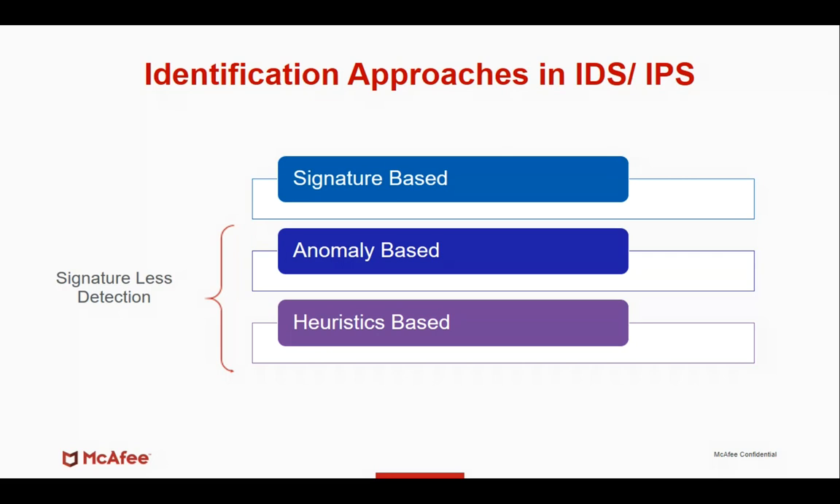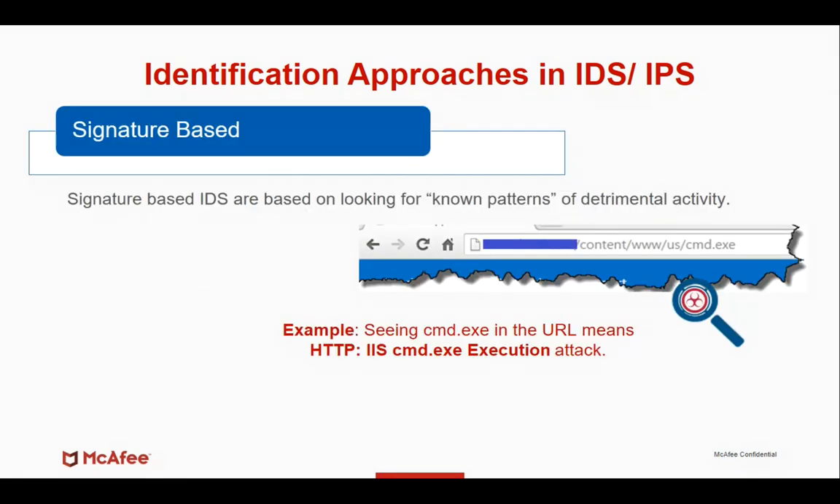Moving on to the first approach, which is the signature-based approach. Signature-based IDS are basically looking for some known patterns that indicate some malicious activity. For example, you see here in the URI there is a certain string. A client is trying to access the server with the following URI, which in the end has cmd.exe, which basically means it's trying to open the command prompt on the server machine. This activity is in no way benign and obviously indicates some malicious intention. And so a signature-based rule would be identifying this token cmd.exe inside the URI and flagging an alert.